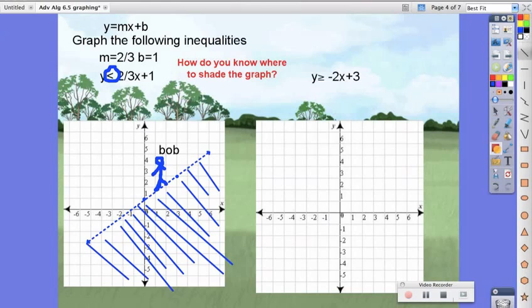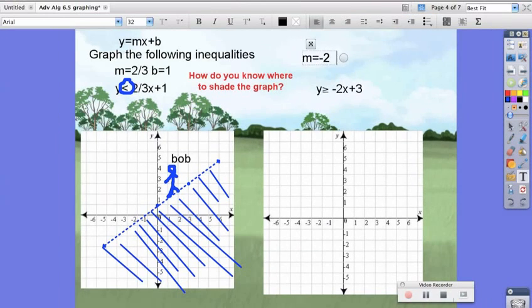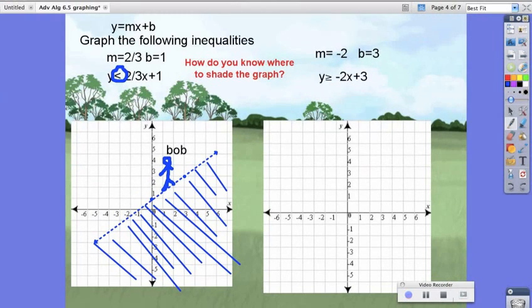So let's try another one. For the second example, again, we're going to solve for m, which is -2, and b is 3. So, same idea. We plot the y-intercept, and the y-intercept here is 3. And the slope is -2, or -2 over 1. So that means we rise -2, that means down 2, and we run 1.